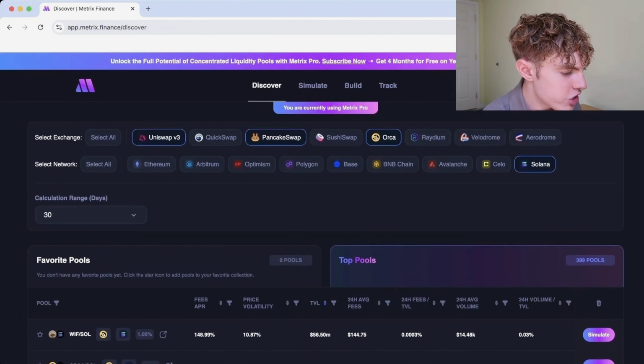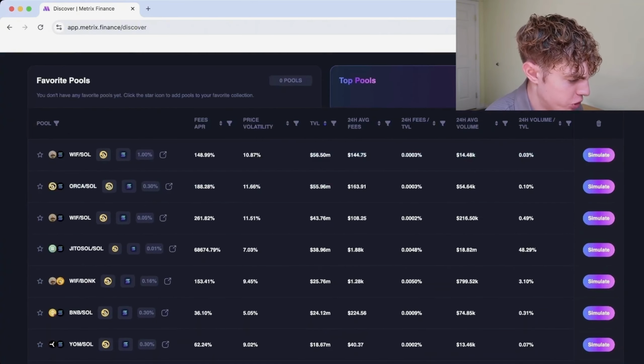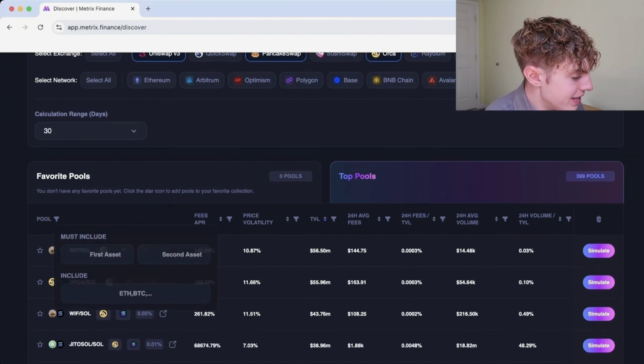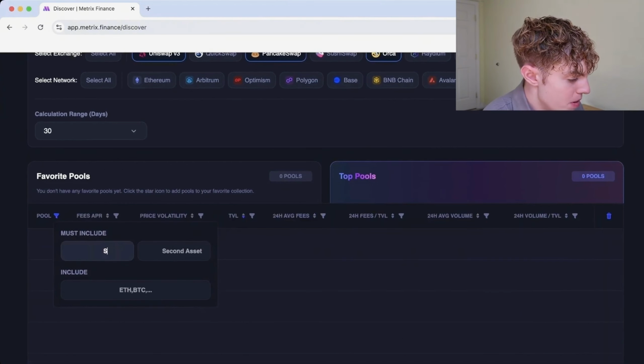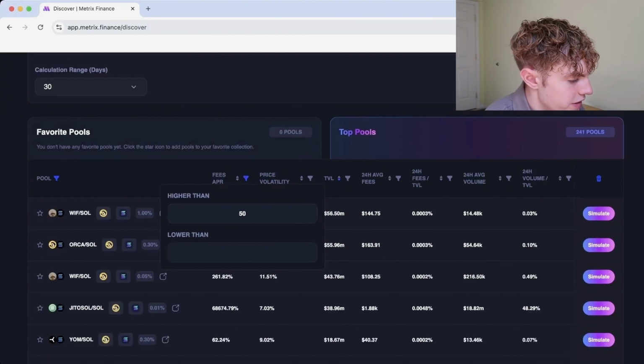So now I'm actually just going to check Solana and filter by TVL. Alright, so it looks like right now there's not too many opportunities that I'd be interested in. So what I'm going to go ahead and do is start to apply some different filters. One thing I can do is go to pool and type in must include assets. So maybe I want to have Sol in a pool. And then maybe I want to look at stuff that has an APR higher than 50%.